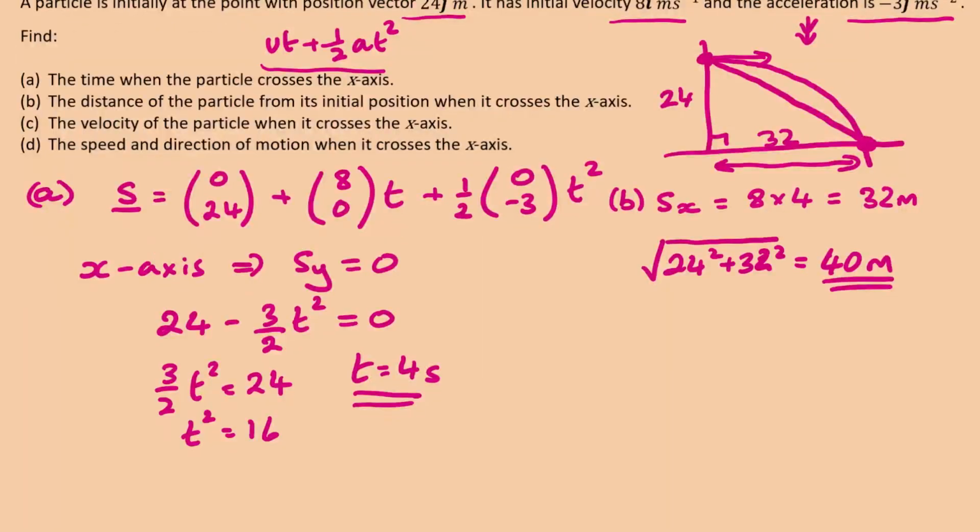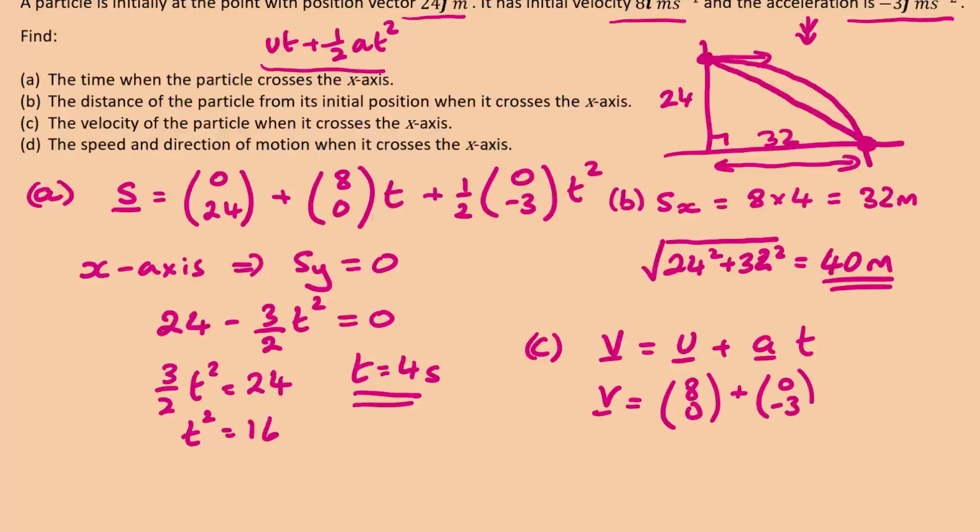So now we want the velocity of the particle when it crosses the x-axis. So v equals u plus at. So that is going to be 8, 0 plus 0, negative 3 times 4, which gives us 8 and negative 12.